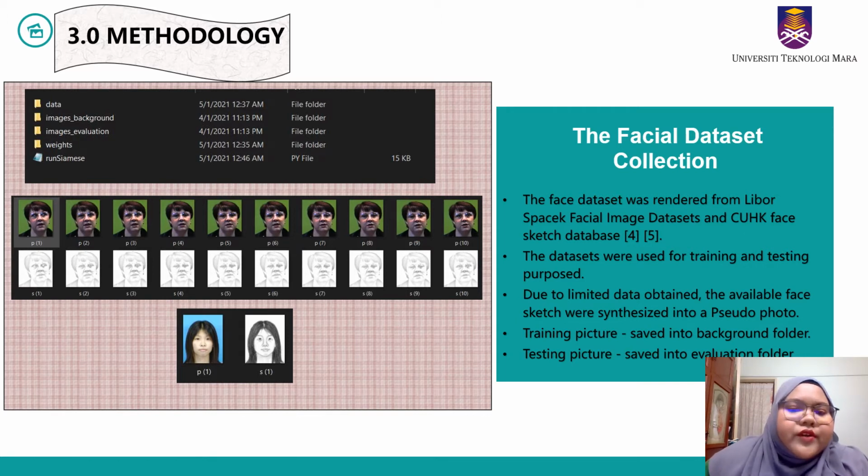As you can see here, the training pictures will be saved into the image background folder, while the testing pictures will be saved into the image evaluation folder. For the image background, there will be 10 different pictures from the 10 pseudo photos and 10 real photos, while for the image evaluation, it will be from a real sketch and a real photo.